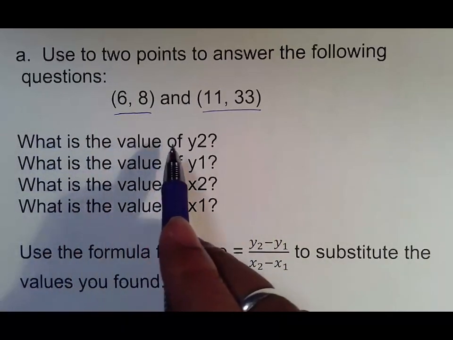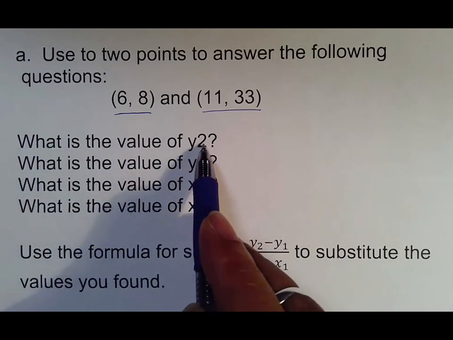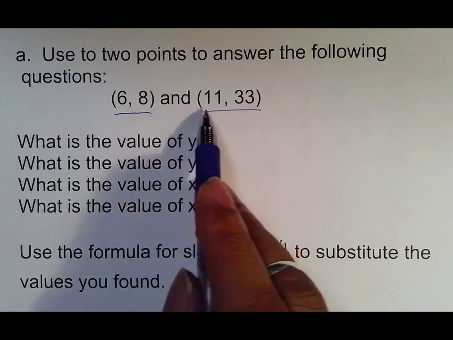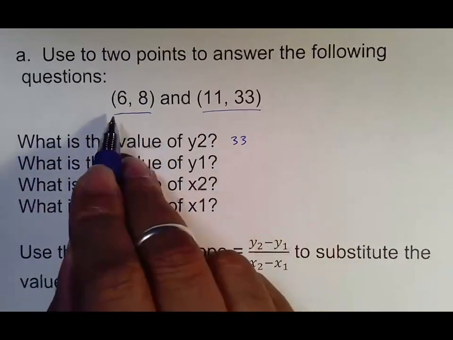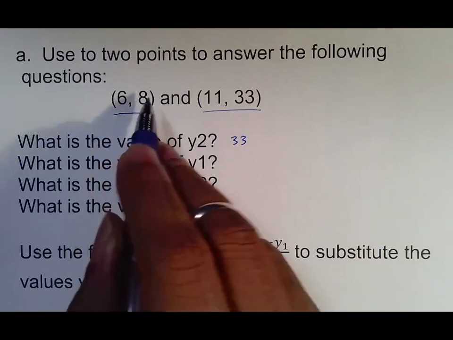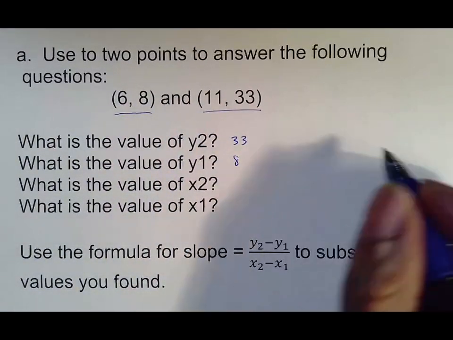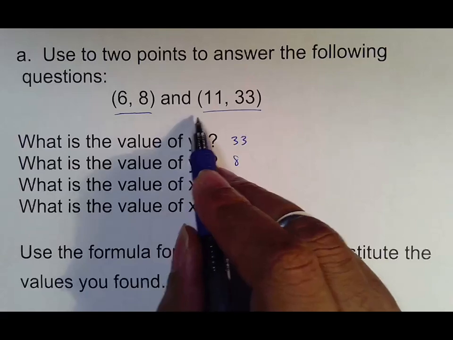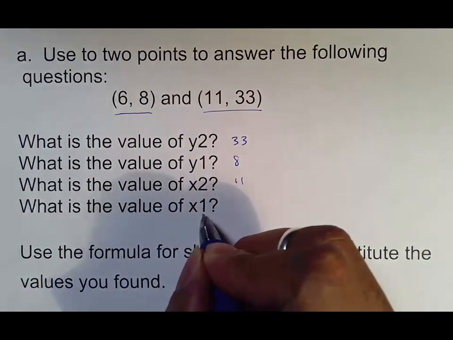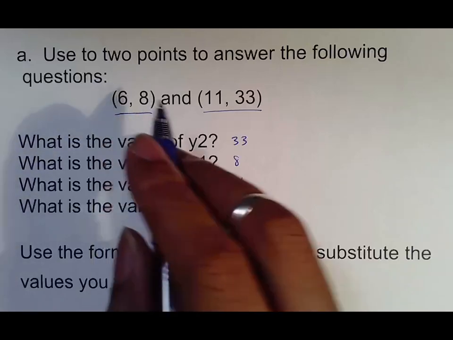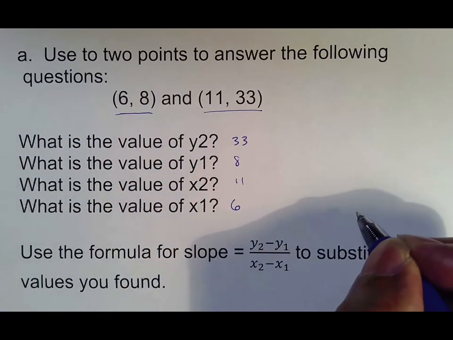So when it says what's the value of y2, it's saying go to the second ordered pair and find the value of y, which is 33. y1 means go to the first ordered pair and find the value of y, which is 8. x2 means go to the second ordered pair, that's what the 2 stands for, and pick your x, which is 11. x1 means go to your first ordered pair and pick your x, which is 6.